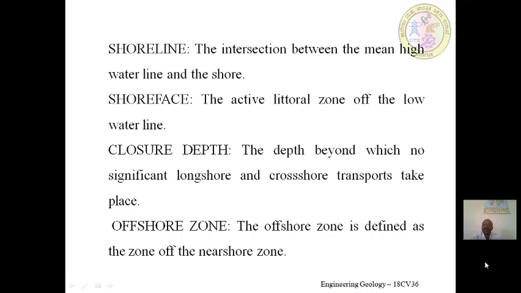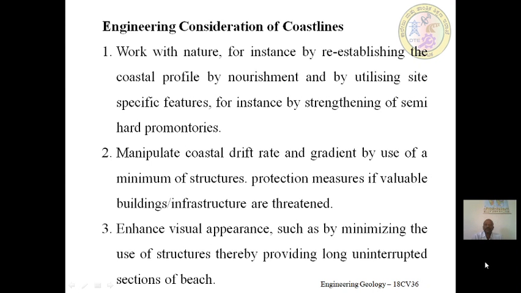Shore face: the active littoral zone of the low water line. Closure depth: the depth beyond which no significant longshore and cross-shore transports take place. Offshore zone: the offshore zone is defined as the zone beyond the nearshore zone.